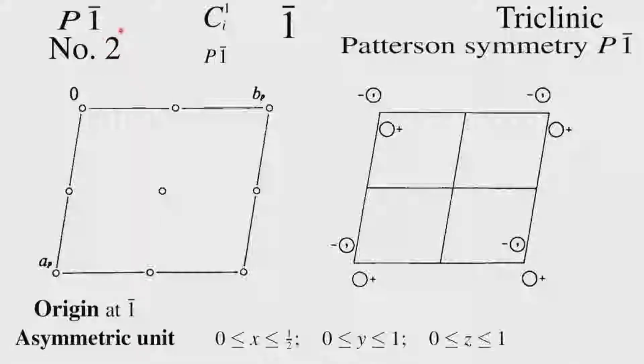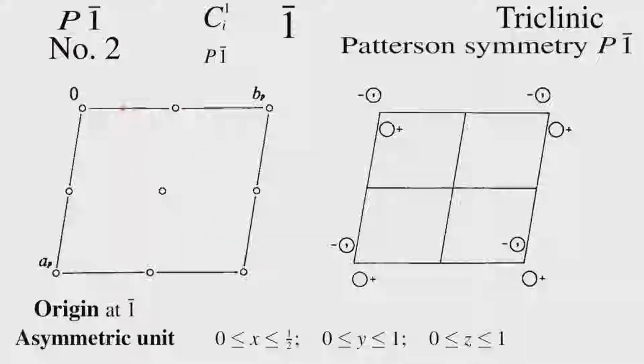I am starting from P1 bar, which is number 2 in the list of 230 space groups, because P1 is redundant, it has no symmetry at all. So, there will be only one object in the unit cell. The corresponding Schoenflies notation which I discussed before is Ci, and the point group symmetry is 1 bar. So, the moment a space group of this type, P1 bar, is given to you, these two pictures should come to mind immediately, and in fact these two pictures are sufficient to find out what space group this particular representation belongs to.